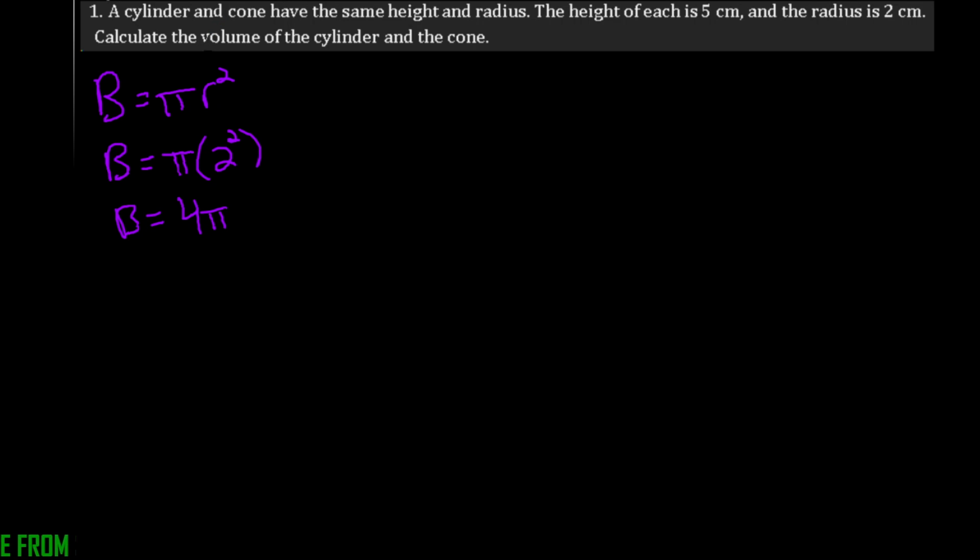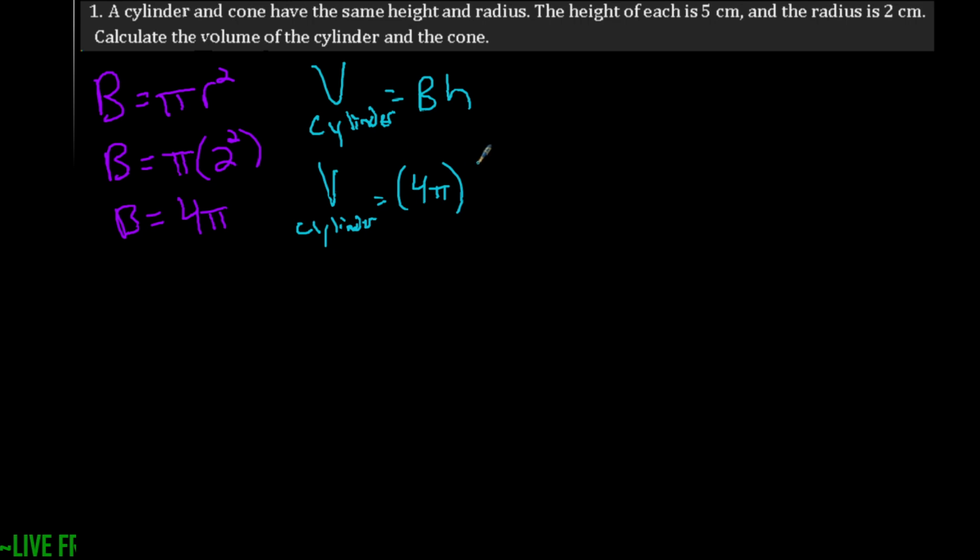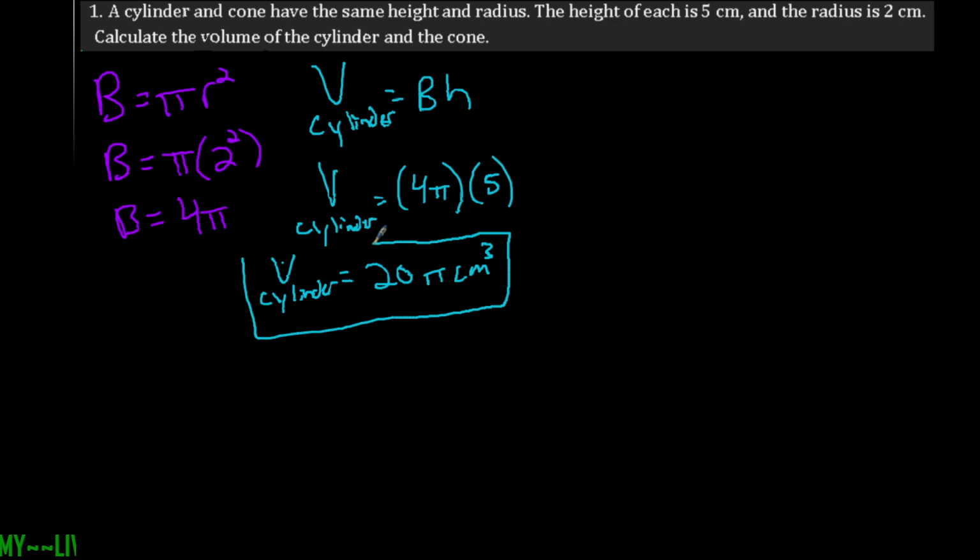So now let's find the volume, or sorry, let's do the cylinder first. The volume of the cylinder is going to be just B times H. And so we can say the volume of the cylinder is going to be equal to 4 pi times its height, which is 5. And so the volume of the cylinder is going to be equal to 20 pi centimeters cubed. So that's going to be the volume of the cylinder.